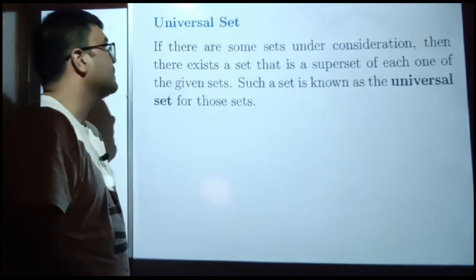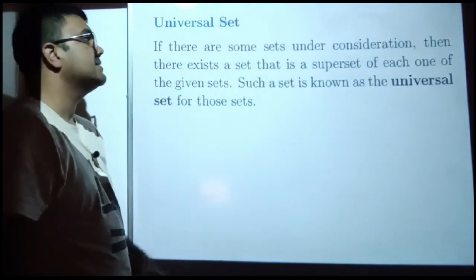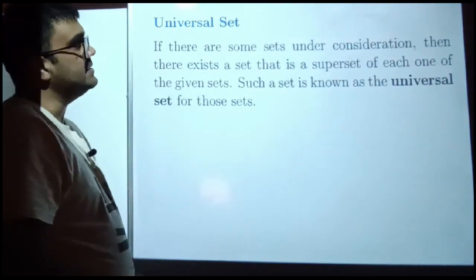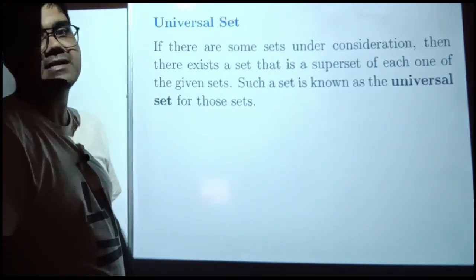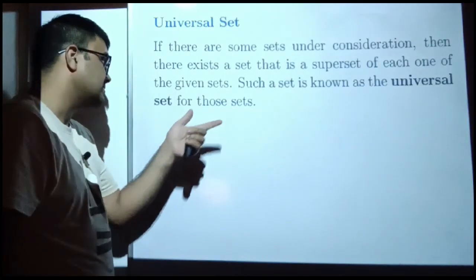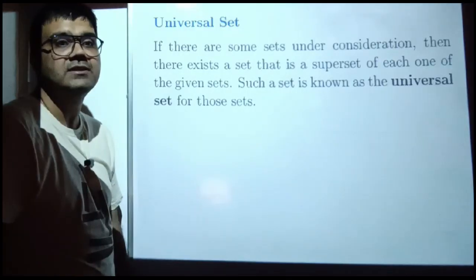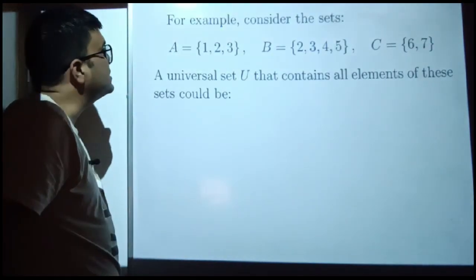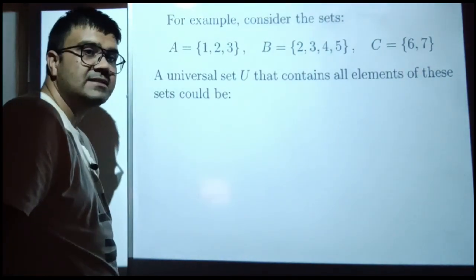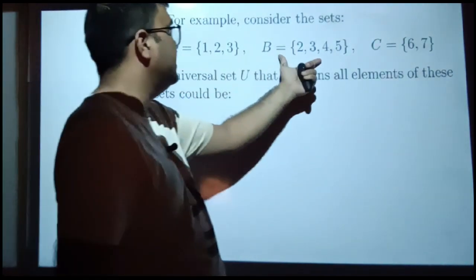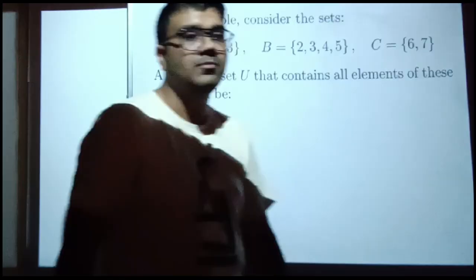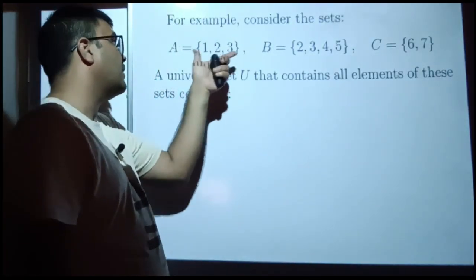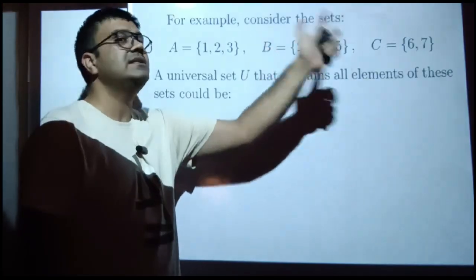So we are saying if there are some sets under consideration, then there exists a set which is a superset of each one of those sets, and that set is called the universal set. So let us look at some examples over here. Suppose I am talking about three sets A, B, C. Universal set, we are saying we want to find a set that is a superset of all these three sets.